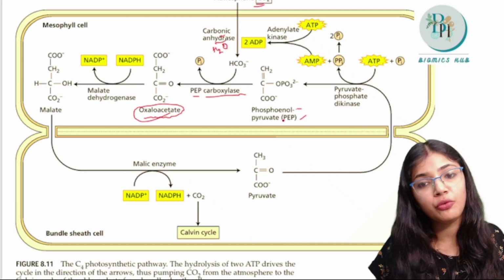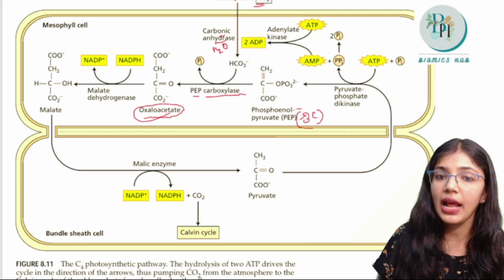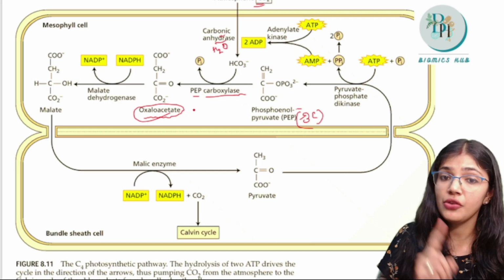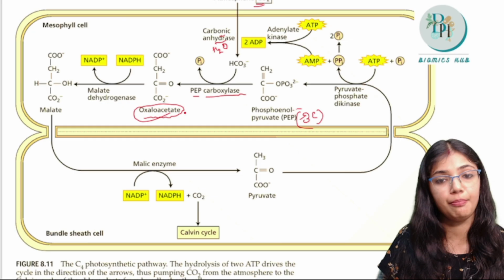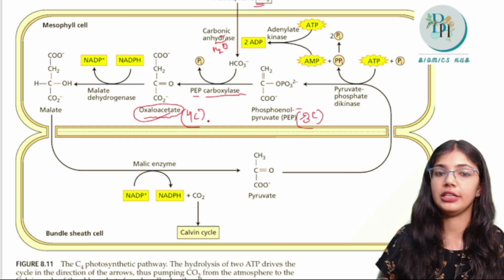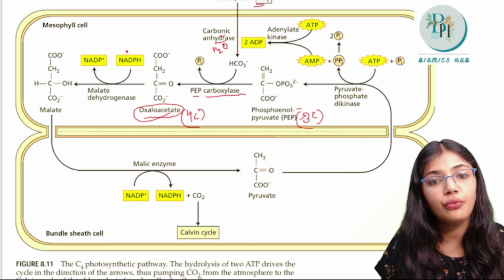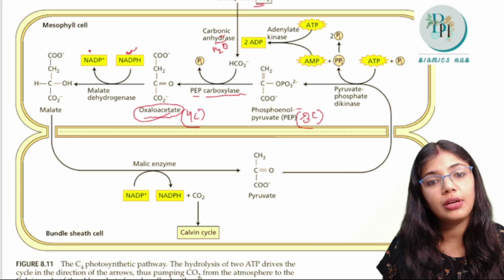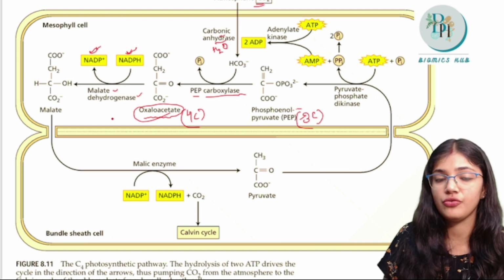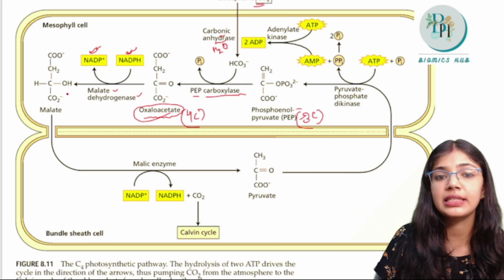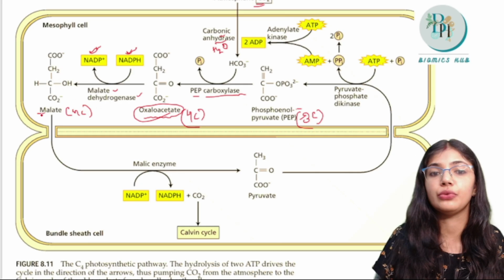This phosphoenol pyruvate, what was it? It was a 3 carbon compound, and after accepting this carbon dioxide in presence of the enzyme PEP carboxylase, it has been converted into a 4 carbon containing compound which is oxaloacetate. After this, by the utilization of NADPH to NADP plus in presence of the enzyme malate dehydrogenase, this oxaloacetate is converted into another 4 carbon containing compound which is known as malate.